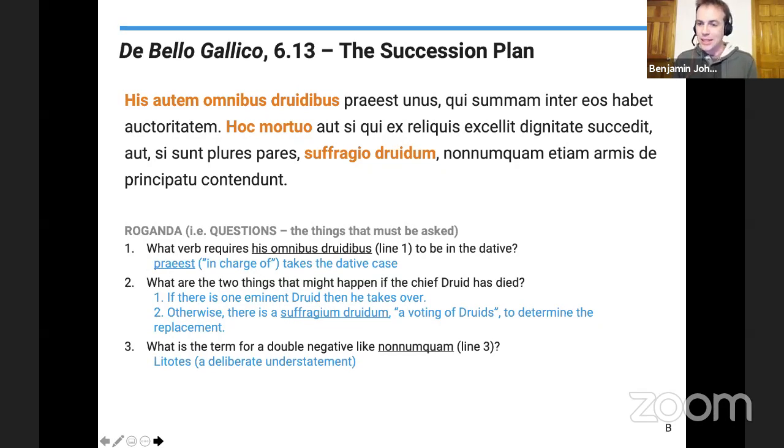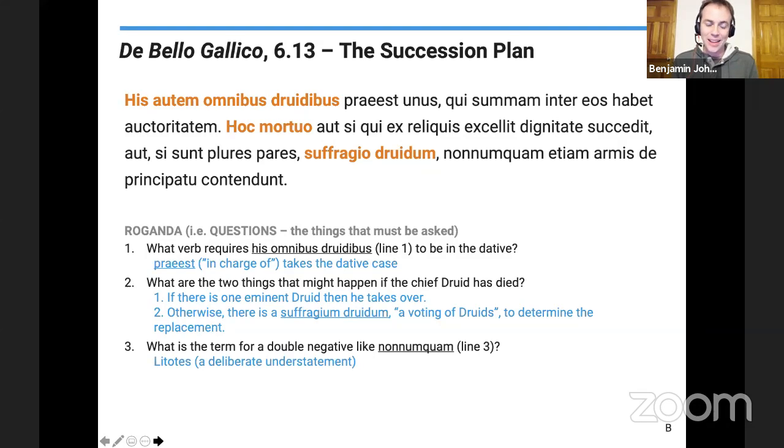So remember, after si nisi num ne, ali takes a holiday or a hike, depending on what you like. And so this guy, if anyone, si qui, excellit dignitate, with respect to his dignity, rises above the others, then he's the obvious choice, so cated. But if there are plures pares, if there are many equals, then there's a suffragium druidum, a suffrage or a voting of druids. You know, in America we talk about women's suffrage, which isn't them suffering; it's women gaining the right to vote, and that's how you can maybe remember what suffragium means.